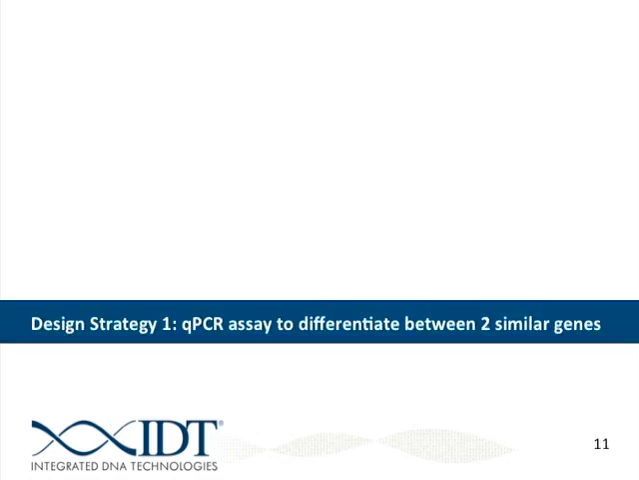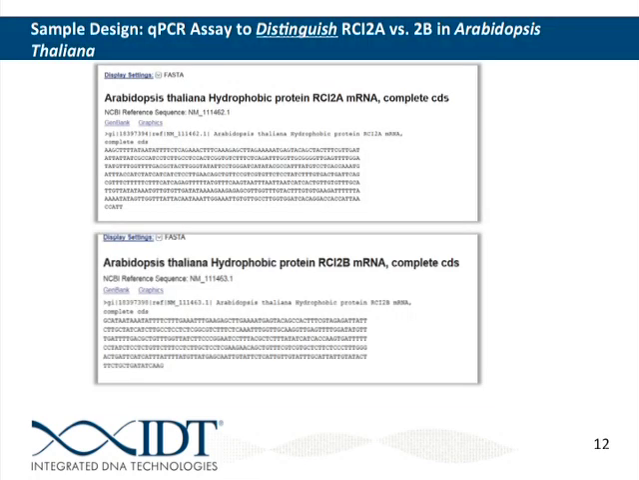All right, so our first example here is a qPCR assay to differentiate between two similar genes. For this assay, we're going to design something that specifically recognizes our Arabidopsis RCI2A versus RCI2B. So these are very homologous. They're 78% similar in sequence.